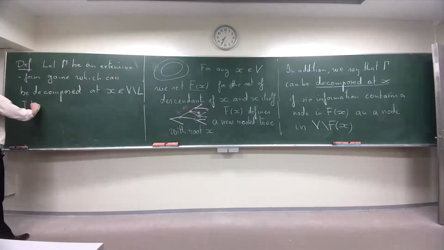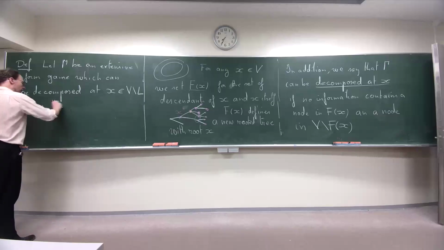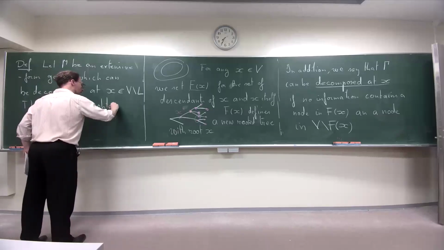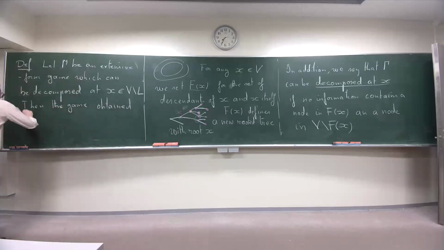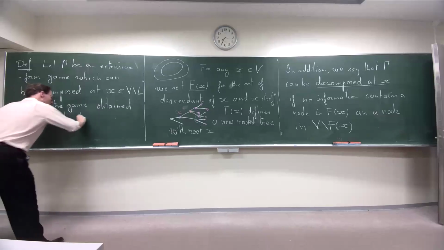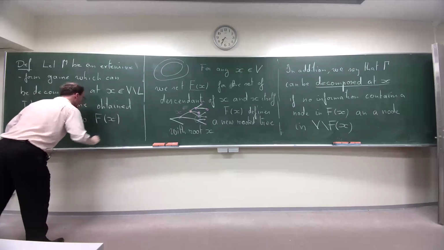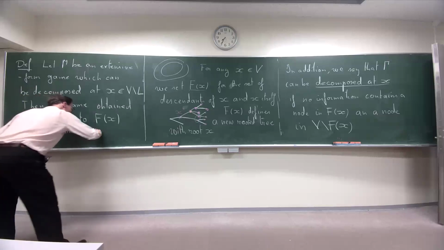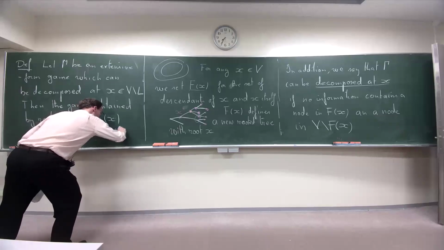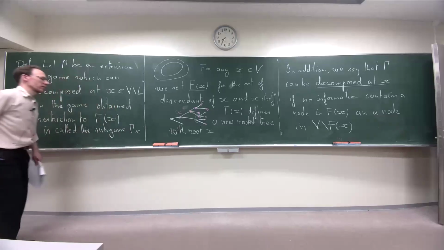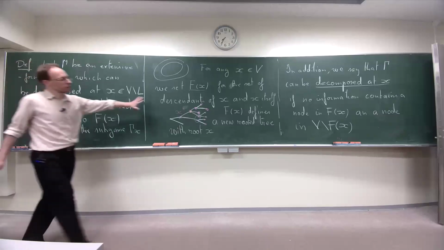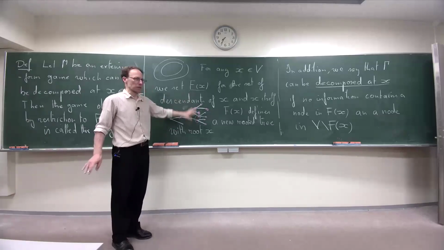Then the game obtained by restriction to f of x is called the subgame gamma. So I'm not doing anything special. I'm just saying I start with a game. And a game, remember, is a tree with some information set on it.